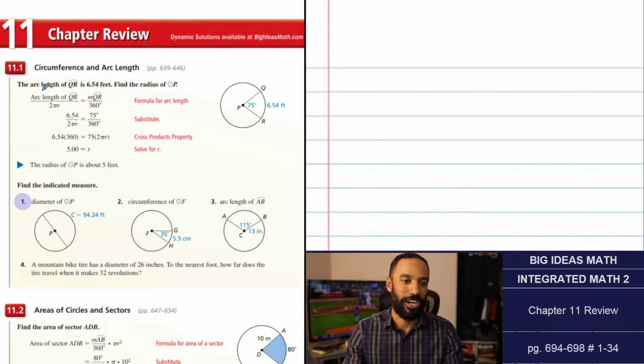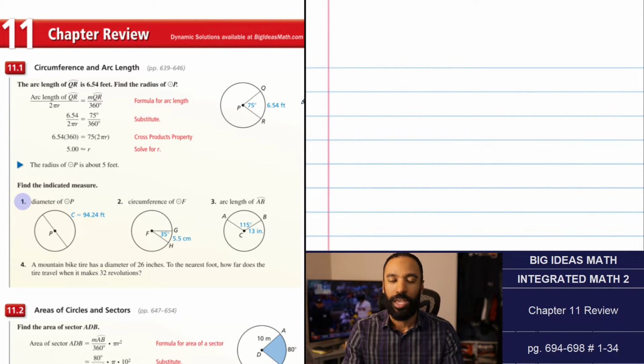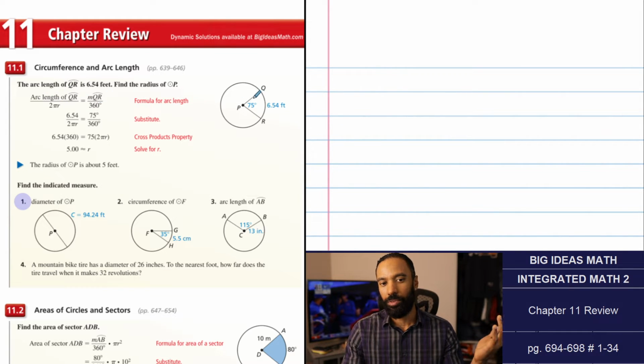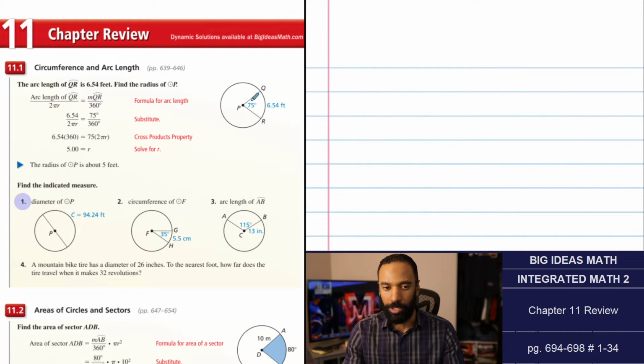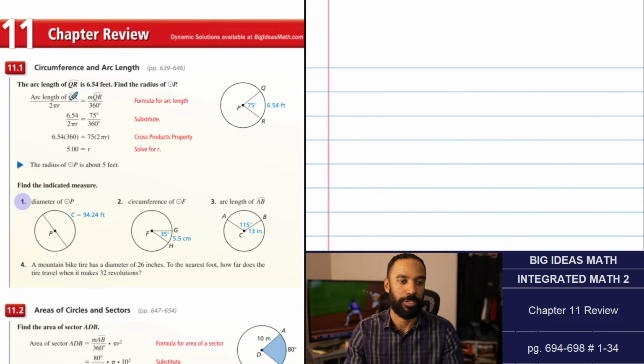Anyway, circumference and arc length on this. The arc, here's an example. The arc length of QR is 6.54 feet as labeled. Find the radius of circle P. Generally in problems like these, what you're looking to do, and they're doing the same thing here, is, there's a proportionality here. Whatever this central angle is out of the full 360, this arc length is out of the full circumference. And that's what they're setting up here.